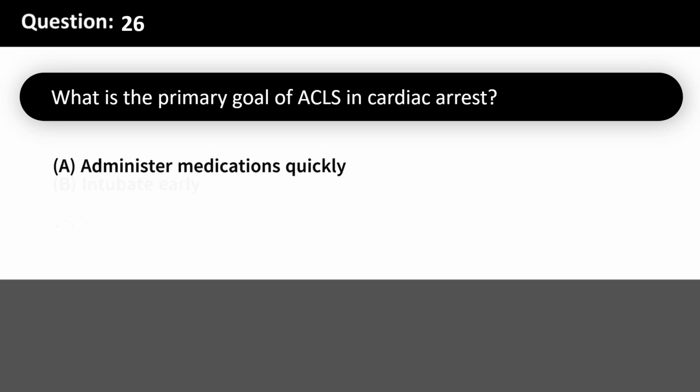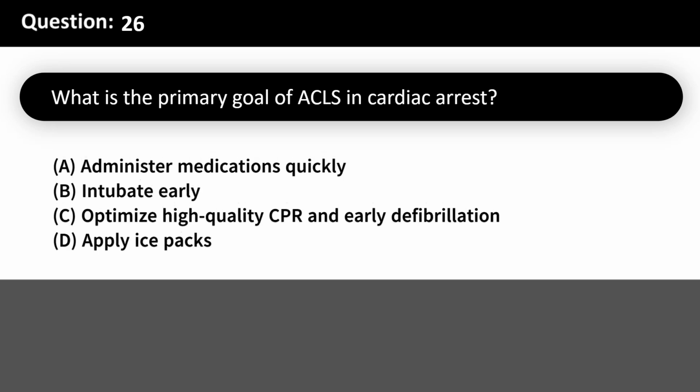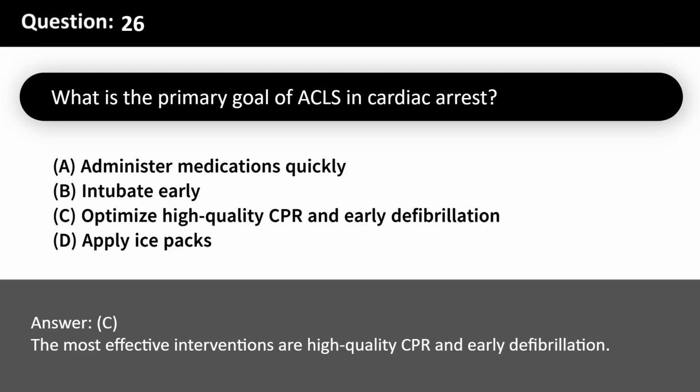What is the primary goal of ACLS in cardiac arrest? A. Administer medications quickly. B. Intubate early. C. Optimize high-quality CPR and early defibrillation. D. Apply ice packs. Answer: C. The most effective interventions are high-quality CPR and early defibrillation.